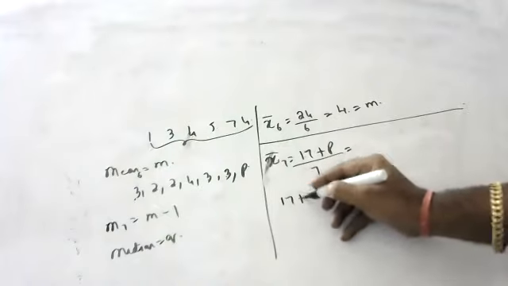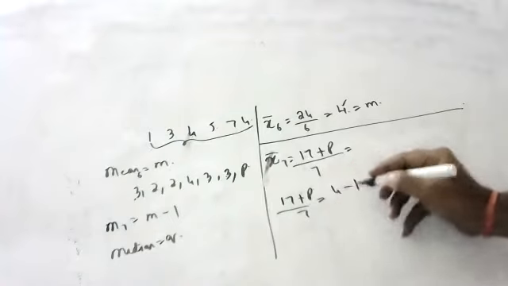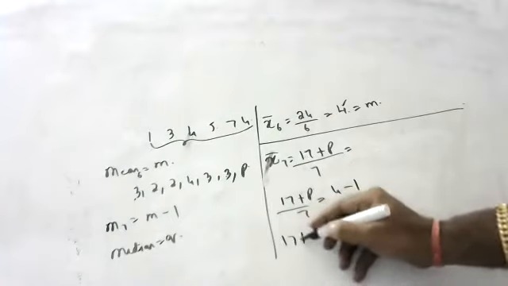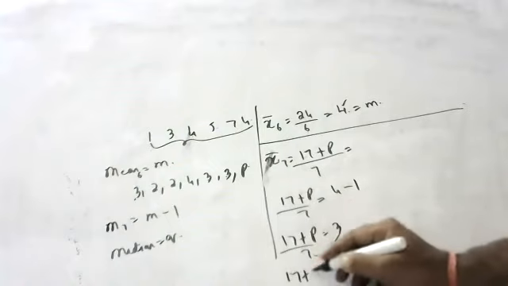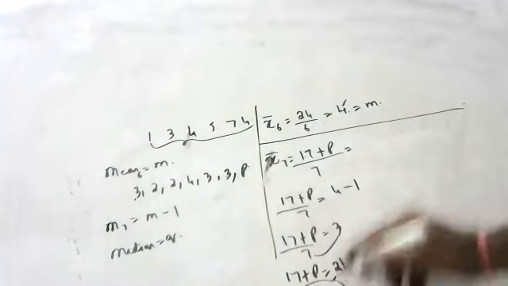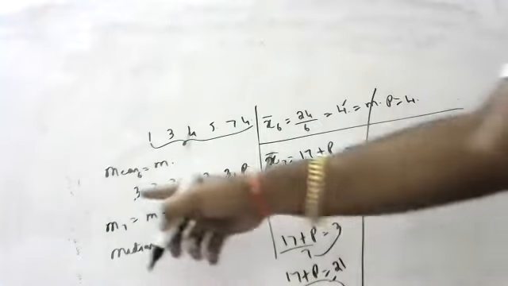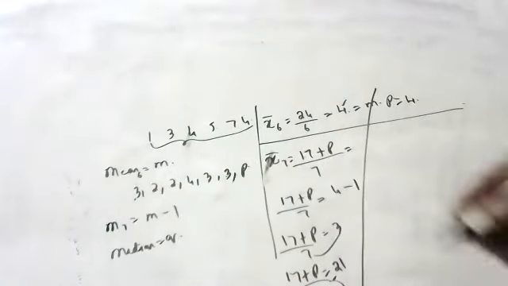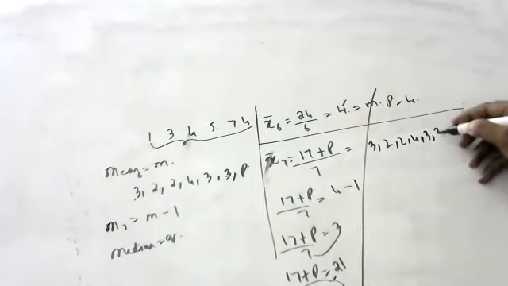So 17 plus P divided by 7 is, M is 4, so 4 minus 1, which is 3. So 17 plus P is equal to 21. P is equal to 4. So I got P is equal to 4. Now for this P is equal to 4, I got the terms 3, 2, 2, 4, 3, 3, 4.